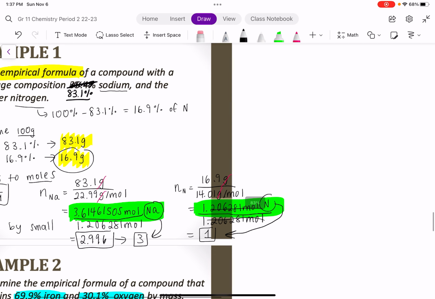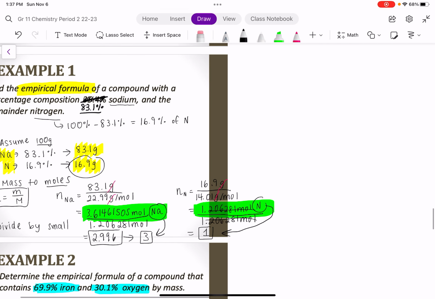And this is going to be your final answer. So your final statement will say, therefore, the empirical formula for this sample is Na3N.